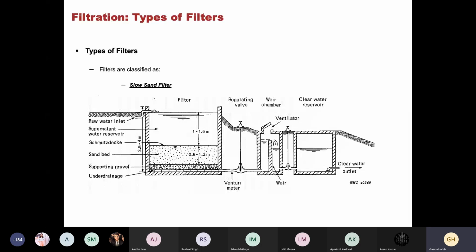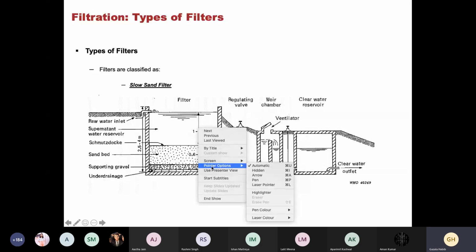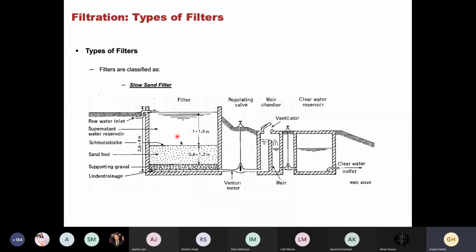And then above that there is water, and the water is about 1 to 1.5 meters. Because of the weight of this water, the percolation of water will happen through this sand media, and then it will come to gravel, and then the clean water can be passed through various pipes, which are arranged in the bottom of the tank, and then it can be collected in a reservoir. So this is the simple mechanism of filtration.